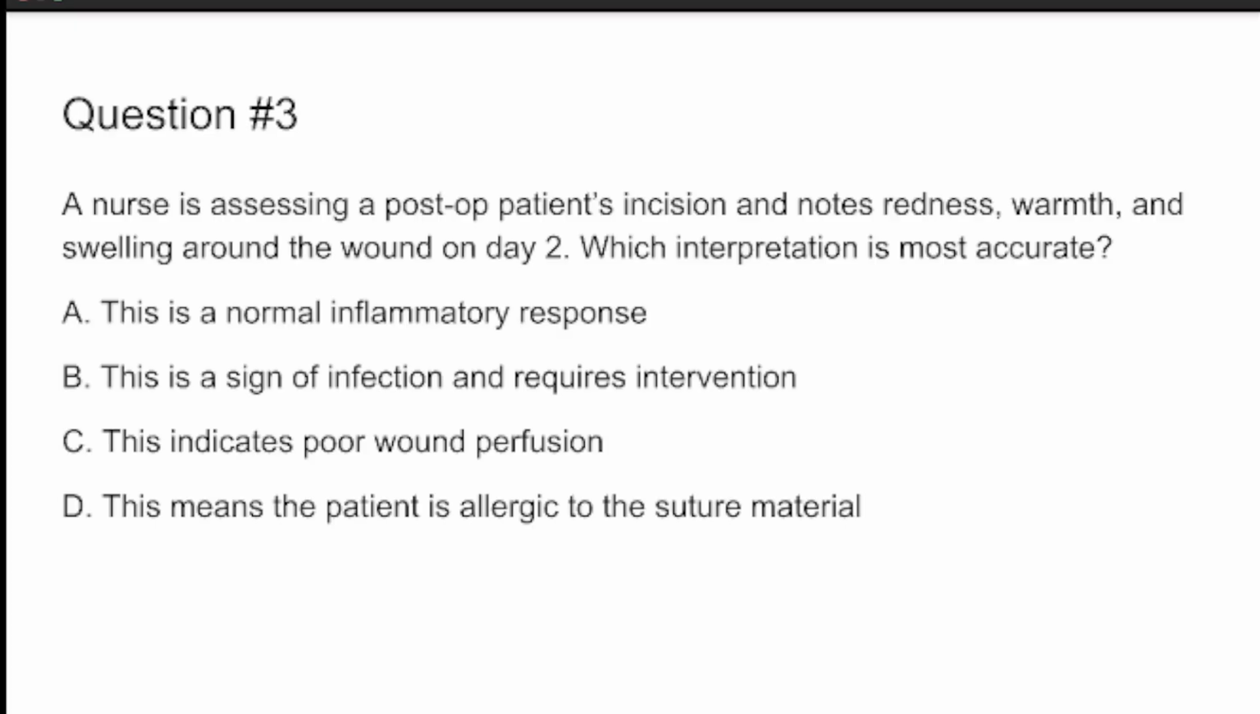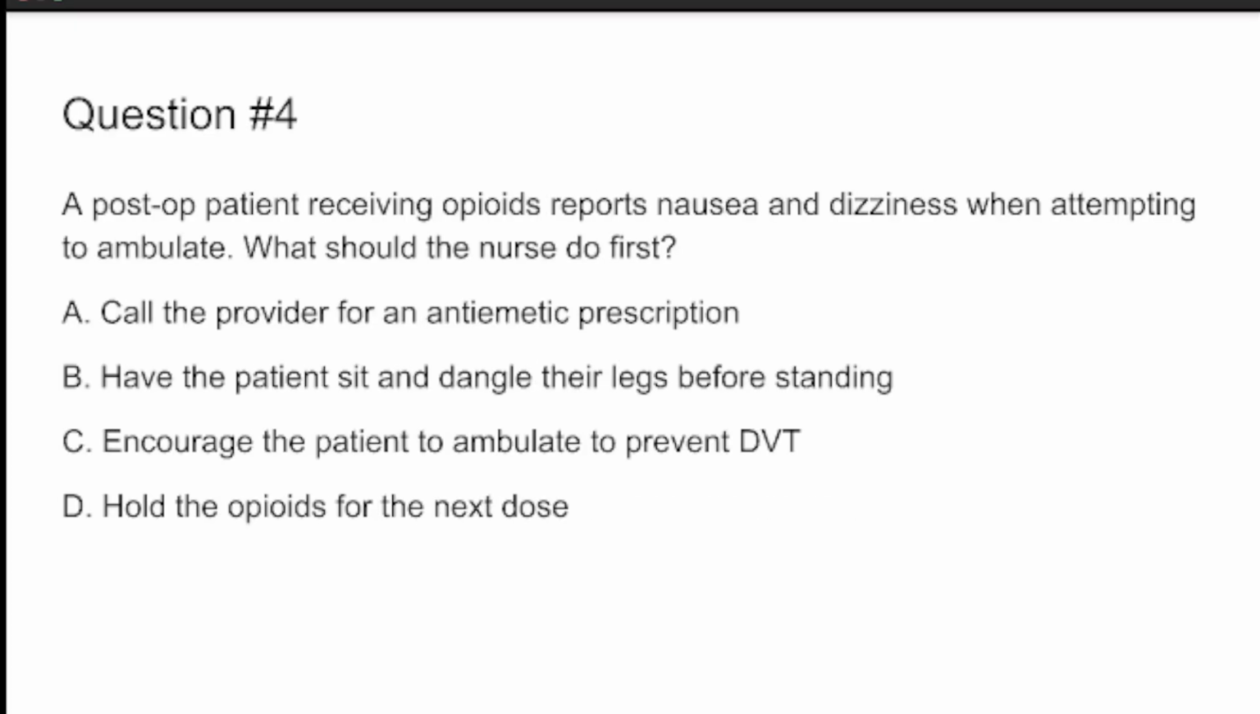And the final question I have for you guys: a post-op patient receiving opiates reports nausea and dizziness when attempting to ambulate. What should the nurse do first? A. Call the provider for an antiemetic prescription. B. Have the patient sit and dangle their feet before standing. C. Encourage the patient to ambulate to prevent DVT. Or D. Hold the opioids for the next dose.